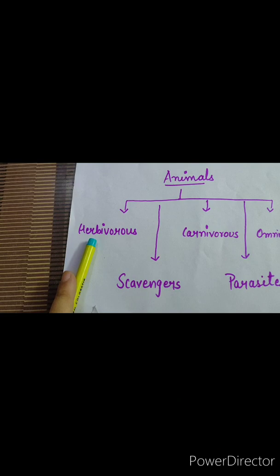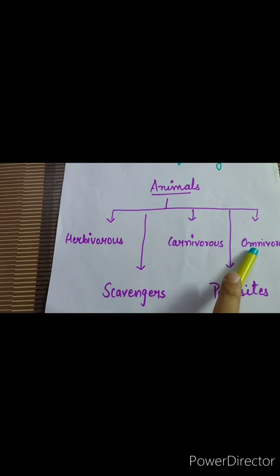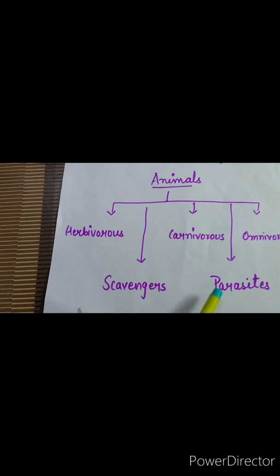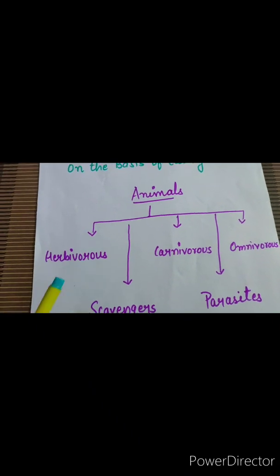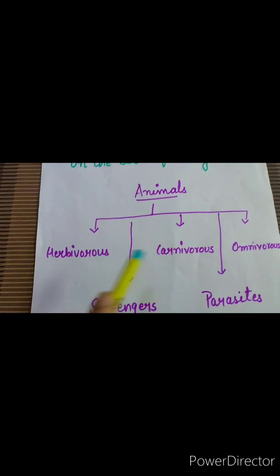The first is herbivorous, carnivorous, omnivorous, scavengers and parasite. Now, who are herbivorous? Those who eat plants.